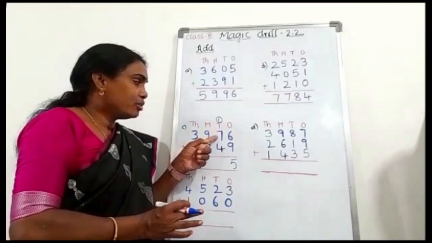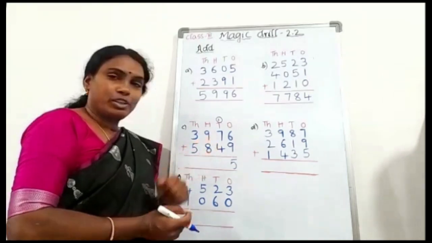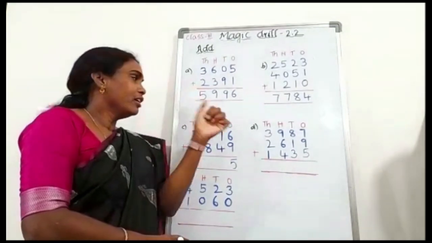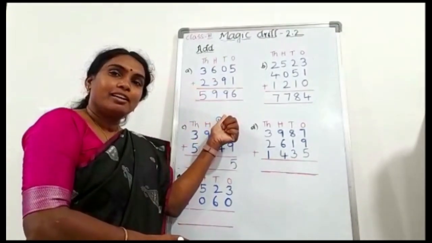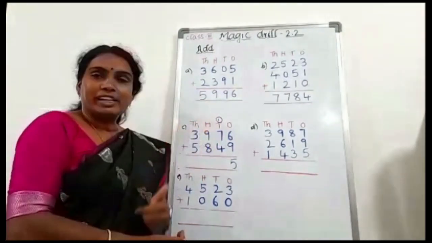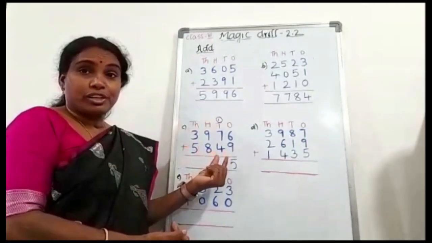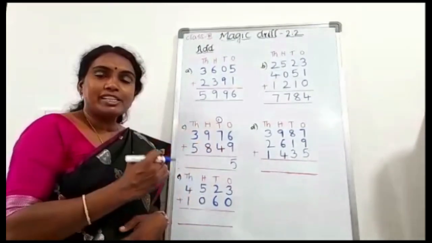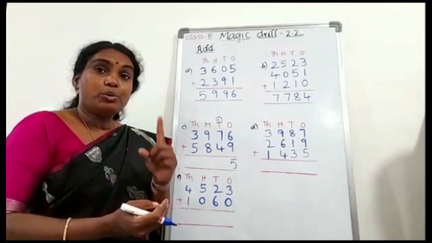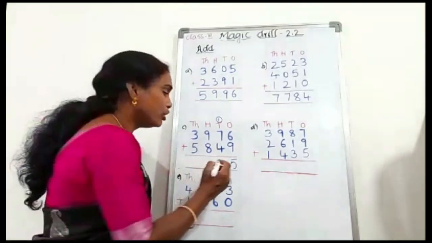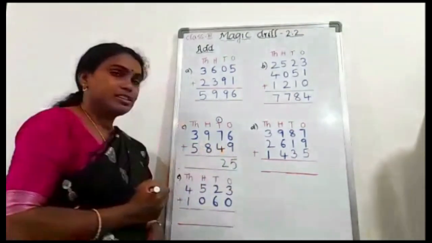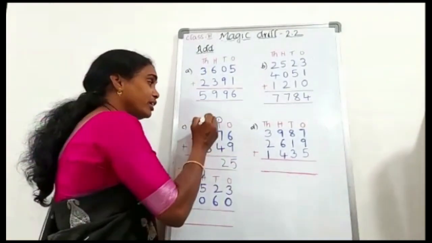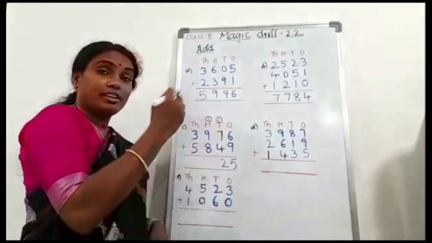Already in the tens column there are 7 tens plus 4 tens. 7 plus 4 is 11. One more ten is added, plus 1, so 12 tens. Here 12 tens we also do not write, because 2 digits we can't write here. Okay children, 12 is 10 plus 2. 10 tens is equal to 100. The 2 tens we write under tens. That 100 we write in the hundreds column.